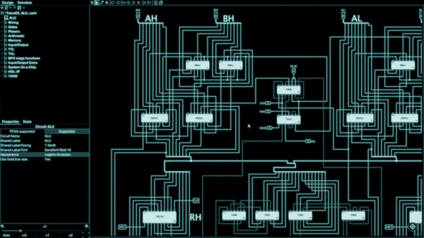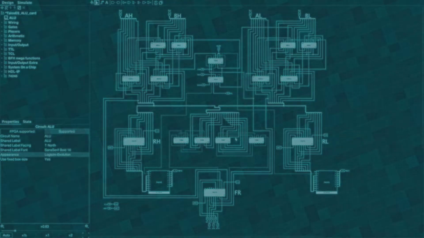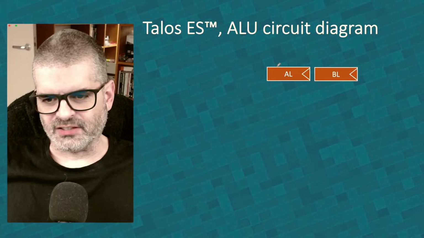Today we will be talking about Talos ALU card design. So let's jump straight into it. Okay, so this will be the structure of the ALU in Talos.